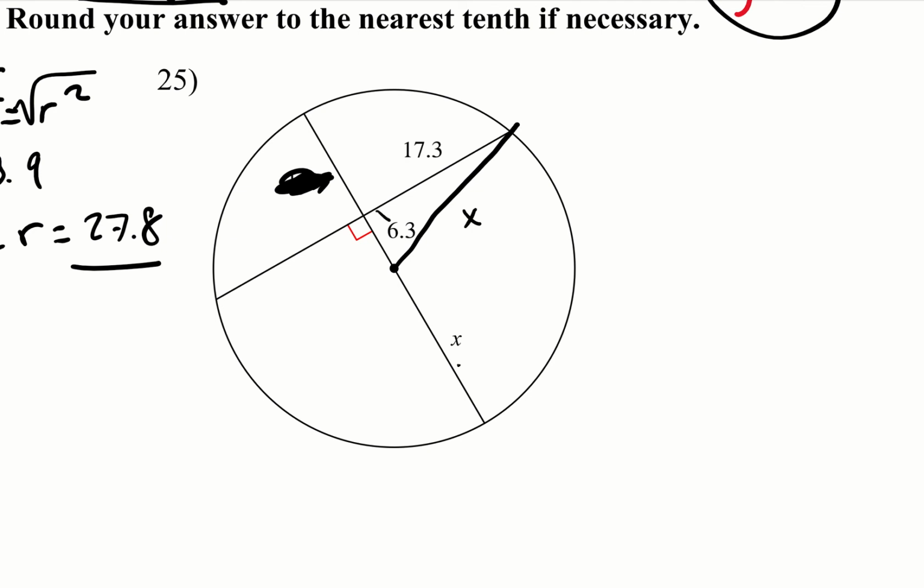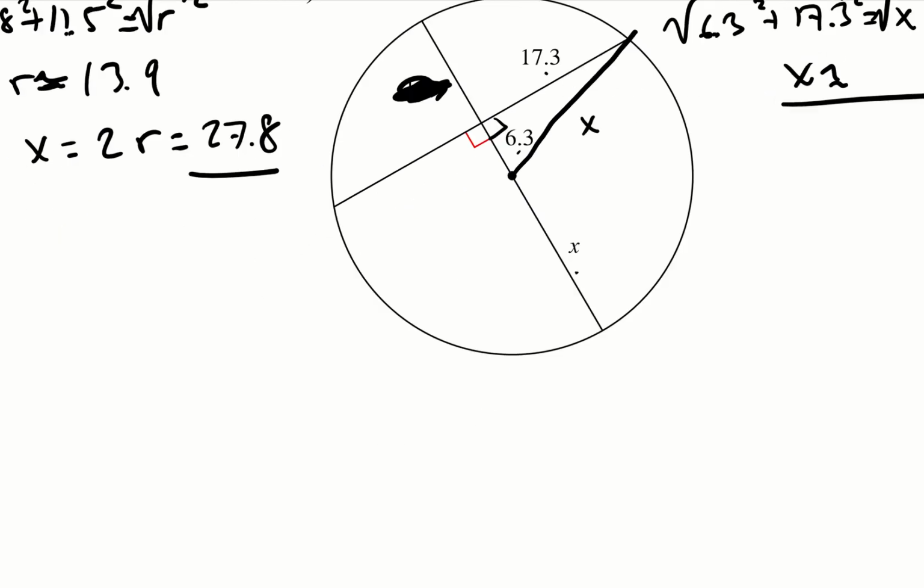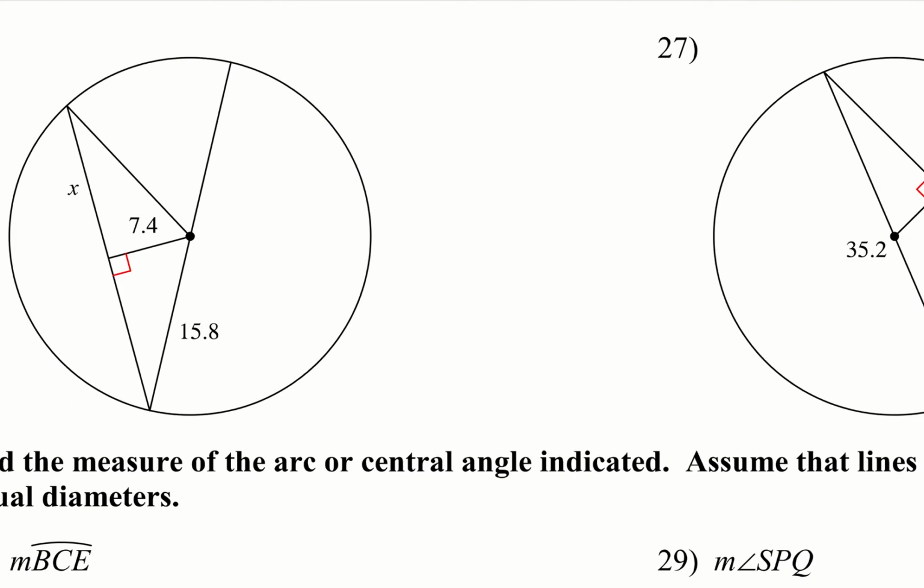And this is the Pythagorean theorem here. So we got 6.3 squared plus 17.3 squared equals x squared. And so then we can take the square root and get the answer there. And I'll actually leave it to you guys to get that number. So you guys can get that number and figure out what x is by doing the square root of the sum there.